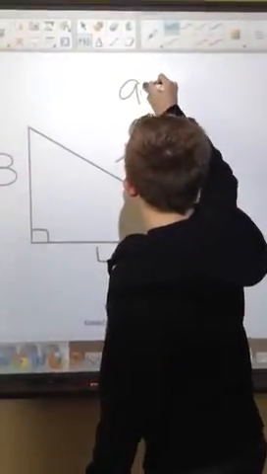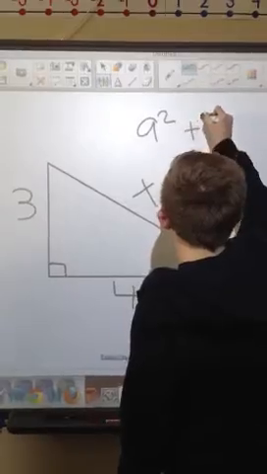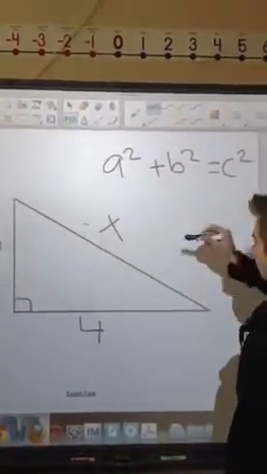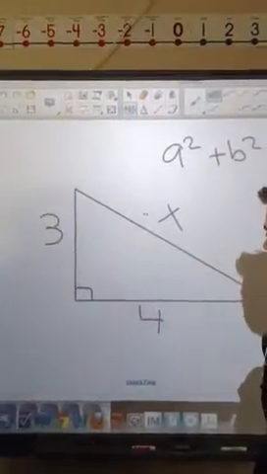Alright, so today we're going to be talking about the Pythagorean Theorem. You can use it in a right triangle to find the hypotenuse, which is this one over there, using these two sides' values.